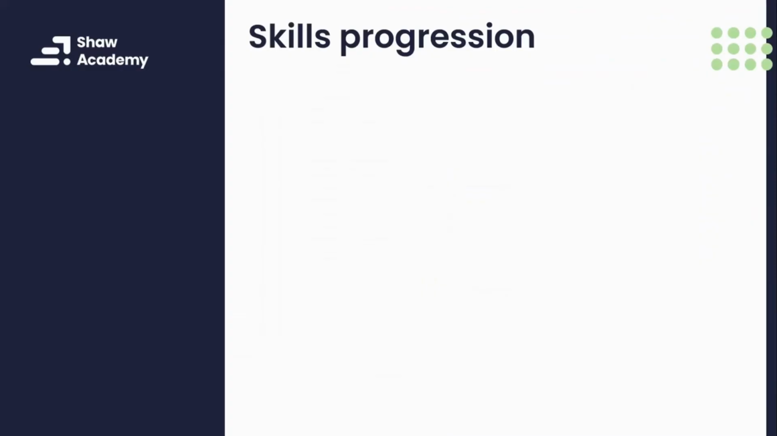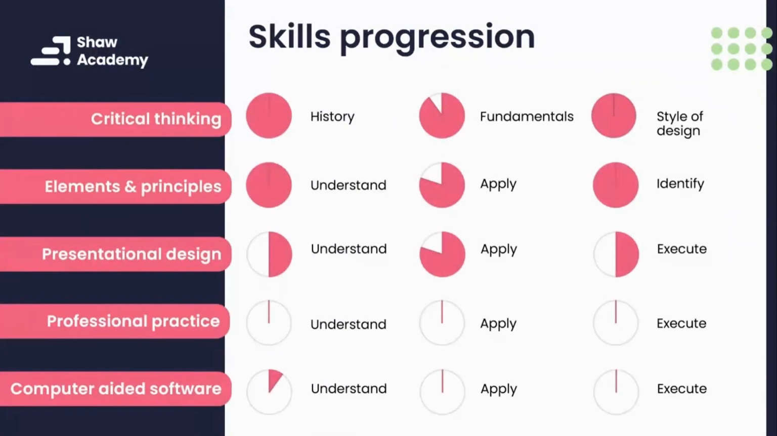I'm sure most of you are excited to see how far you've come in the lessons as we've built up on the fundamentals along the way. You can see how we've really built up on our history and the knowledge of design styles. Our understanding of elements and principles has been solidified, applied, and we've identified these within design types and design scenarios. Our presentational design is starting to come along as we start to look at application and execution of these presentational designs, but as we develop and as we progress into Module 2, 3, and 4, we will start to really tap into these skills.